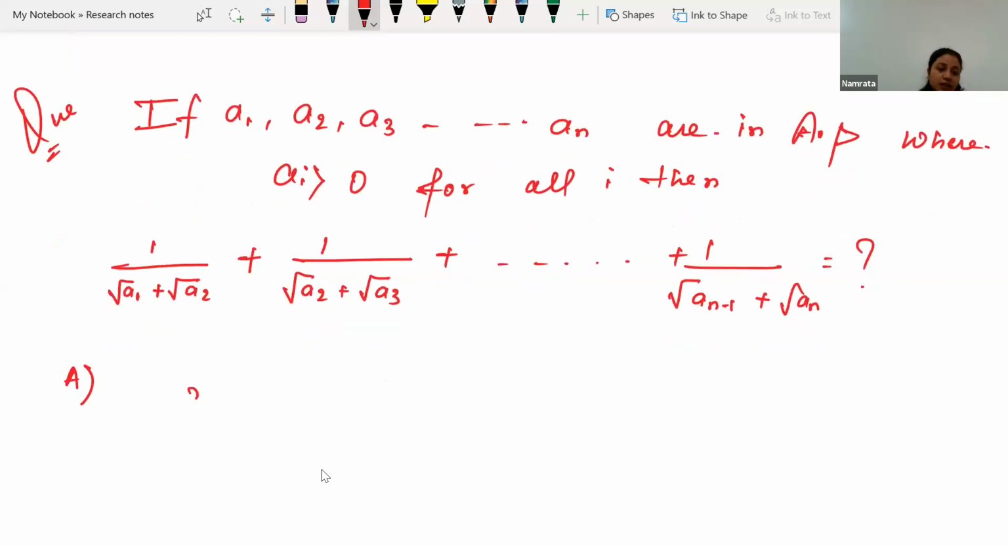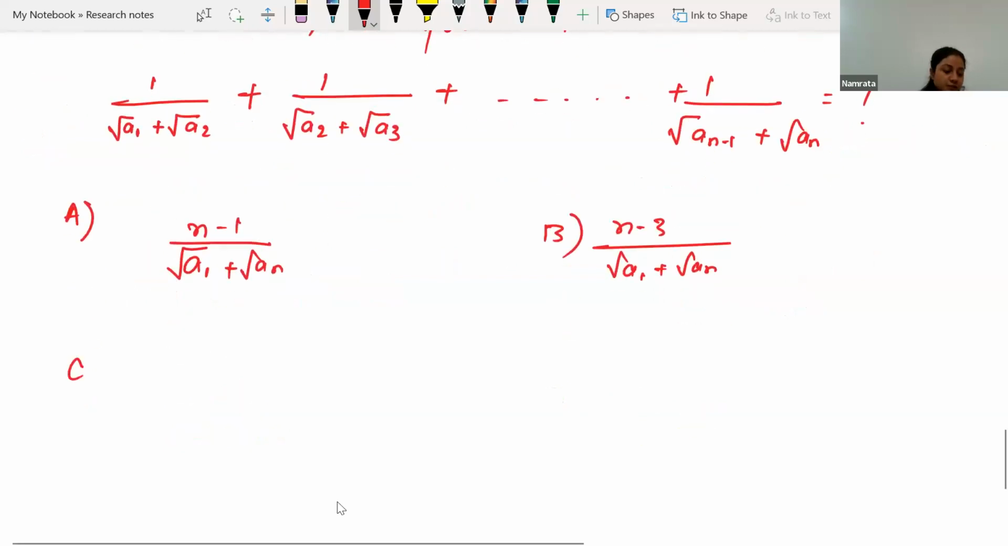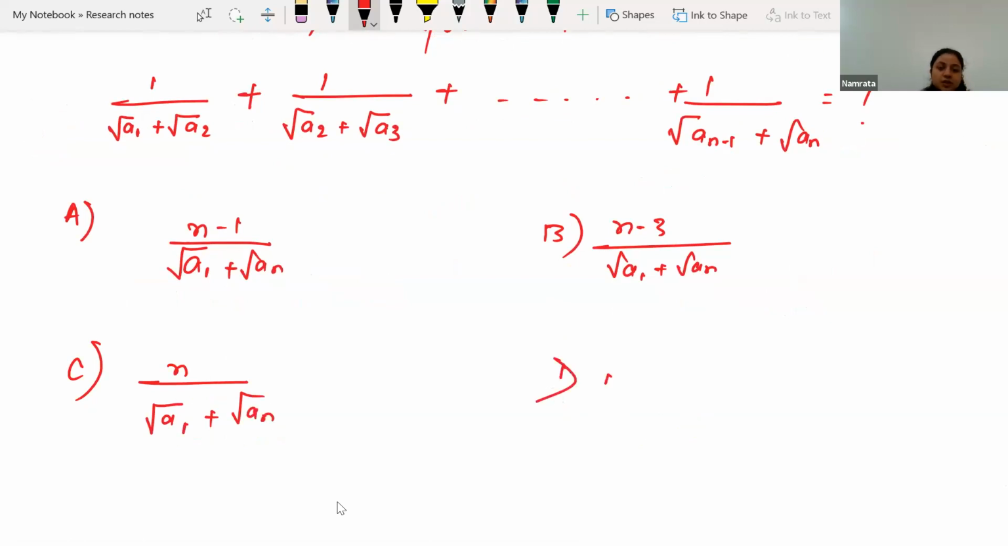Options are: option A, n minus 1; the sum will be this one, or the sum will be this one, or the sum will be this one, or maybe the sum will be none of these from above.